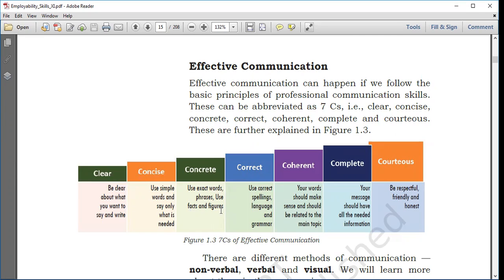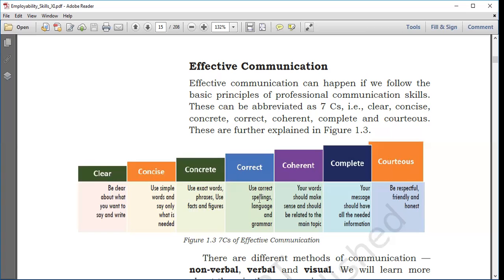So it should be concrete. That means whatever you are conveying, the way you are conveying, the words you are going to use, the phrases you are going to use, the sentences you are going to use, they should be to the point and correct, right? And use certain facts and figures if you want to give some kind of example to express. So facts लगाओ, figures लगाओ, तो उससे थोड़ा जो मैटर आप कन्वे करना चाहते हैं वो क्लियर होता है, right?